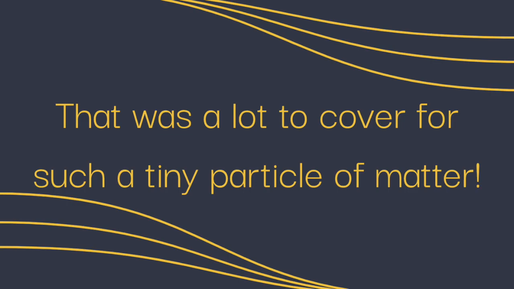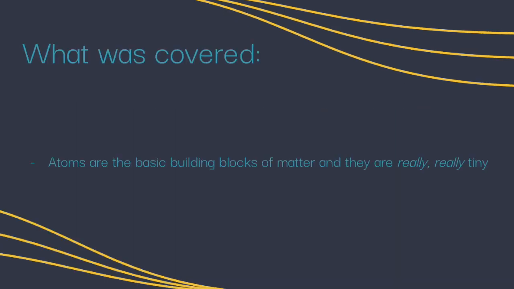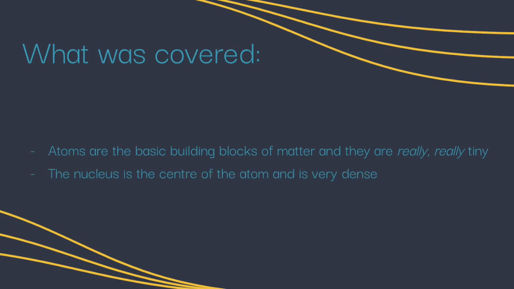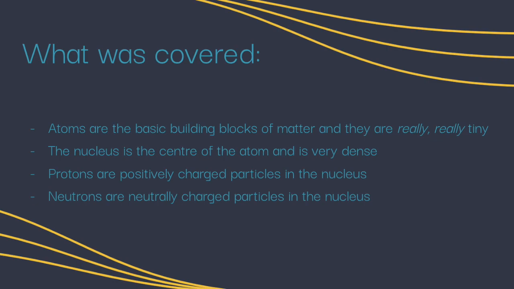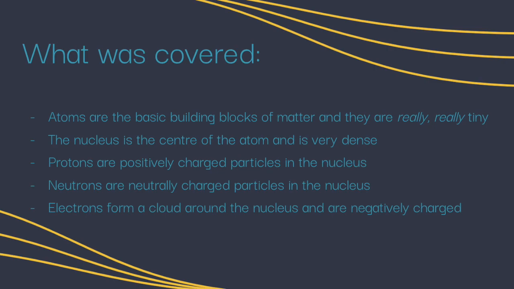We have now covered the fundamentals of an atom. That was a lot to cover for such a tiny particle of matter. The key points are: atoms are the basic building blocks of matter, and they are really, really tiny. The nucleus is the center of the atom and is very dense. Protons are positively charged particles in the nucleus. Neutrons are neutrally charged particles in the nucleus. Electrons form a cloud around the nucleus and are negatively charged.